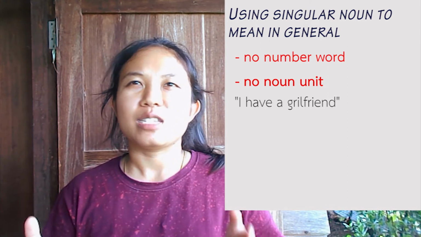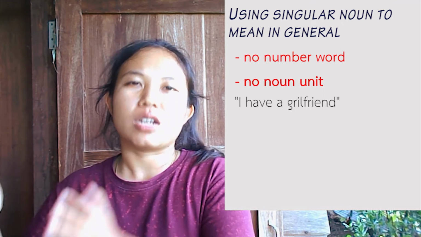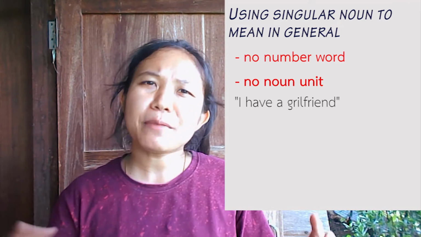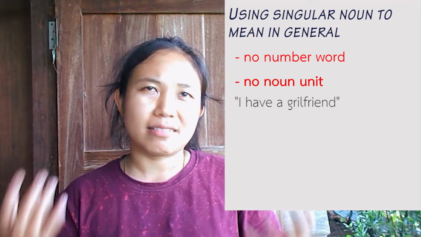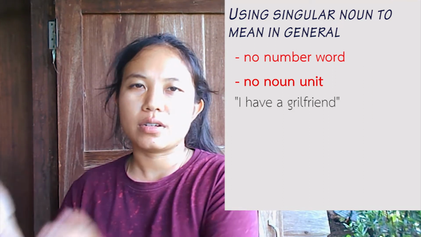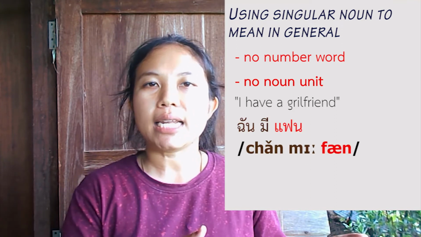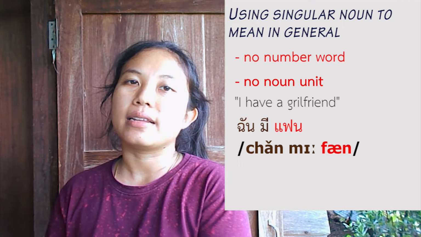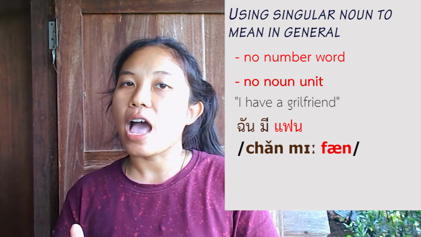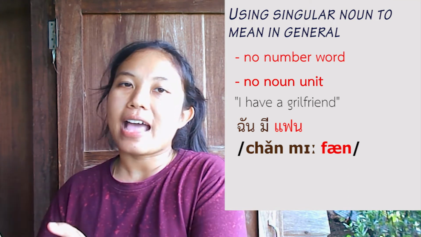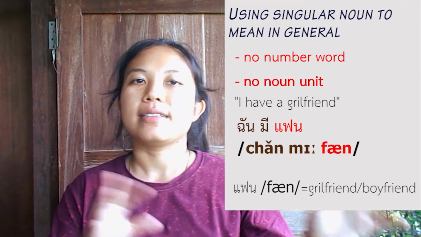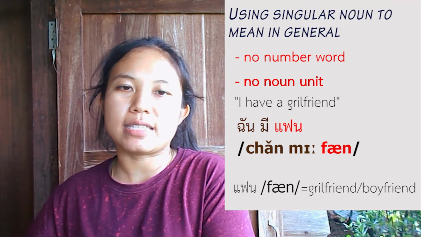But we can just put the pure word girlfriend without any unit, because we mean it in general. People who listen to you speaking understand that you have a girlfriend. So if you want to say "I have a girlfriend," you can say ฉันมีแฟน. ฉัน means I, มี means have, and แฟน means girlfriend or boyfriend. So you can say ฉันมีแฟน without the unit and the number word.